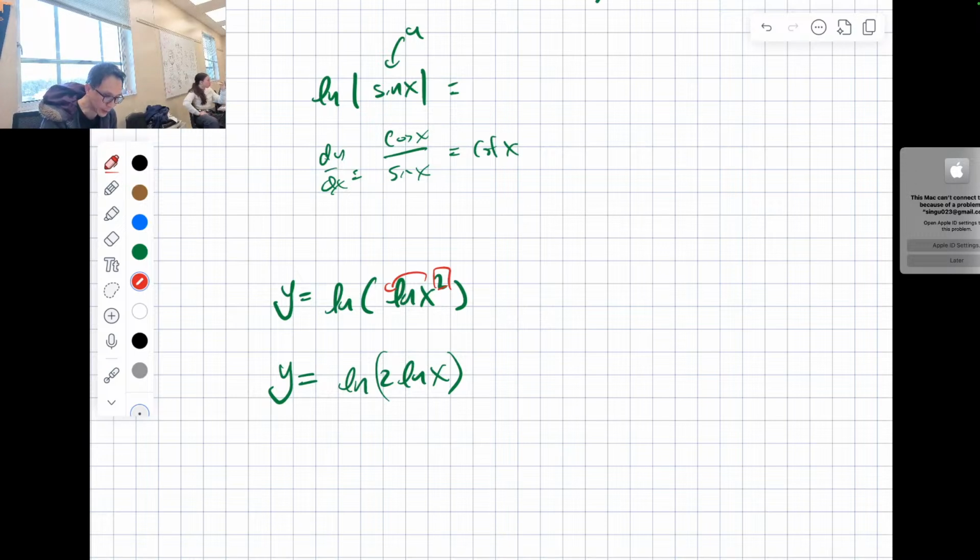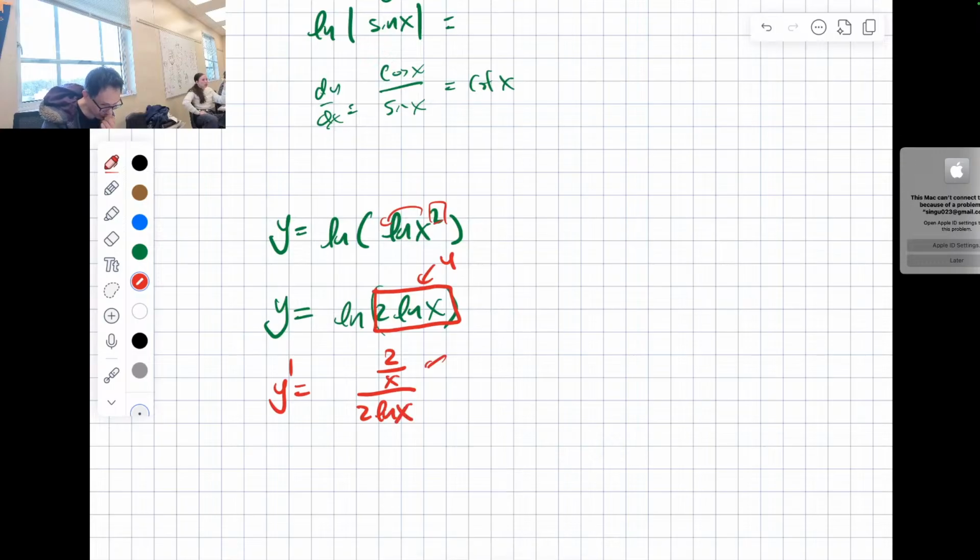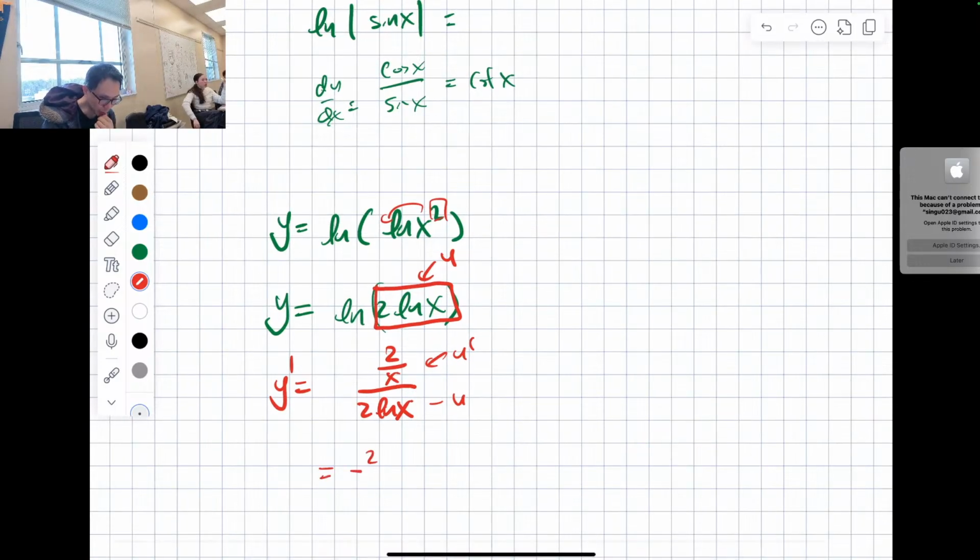So now this part becomes the u. And you know the derivative of ln of u is going to be u prime over u, so it'll be y prime. This one is going to be 2 over x. And this is 2 ln of x. This is u. This is u prime, this is u. And that's equal to 2 over x times 1 over 2 ln of x. Those 2 cancel out, so it'll be 1 over x ln of x. So this is actually a very easy question. What is confusing?